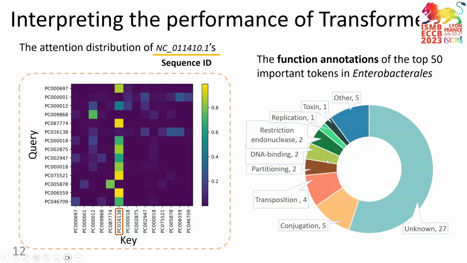And here we count the top 50 important tokens, and we use InterPro to annotate the function of these protein clusters. And we can see that the function of over half of the protein clusters is unknown. And for the protein clusters with known functions, many of them are related to the plasmid core functions. For example, 5 tokens are related to conjugation, and there are also protein clusters related to replication.